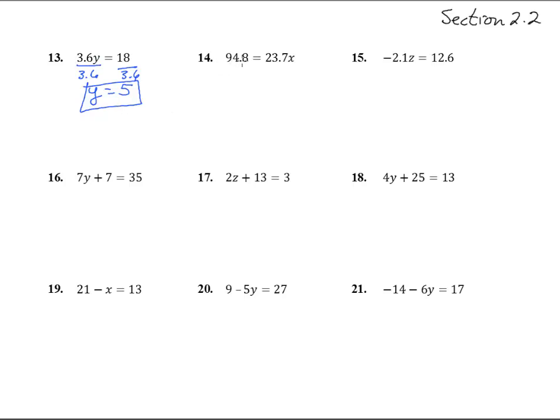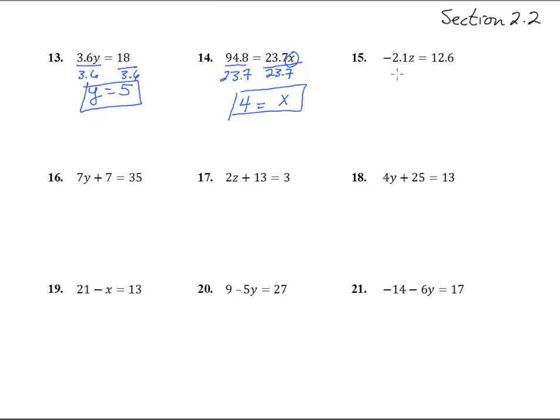Number 14, 94.8 equals 23.7x. We're trying to get x by itself, so we've got to divide by the 23.7. And if we punch that in, 94.8 divided by 23.7, that gives us that x equals 4.